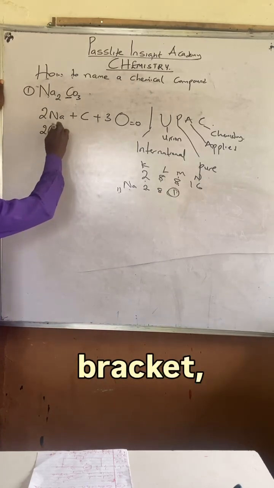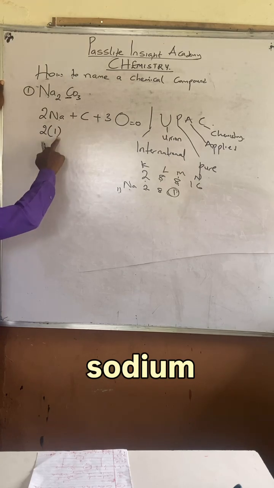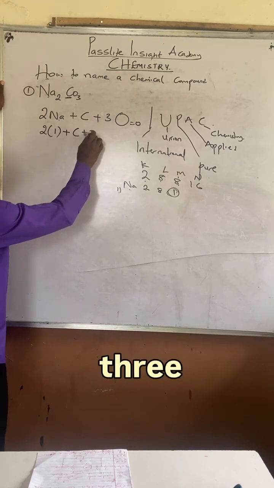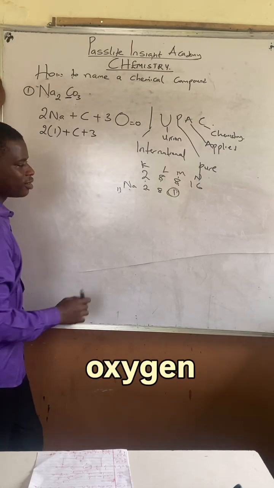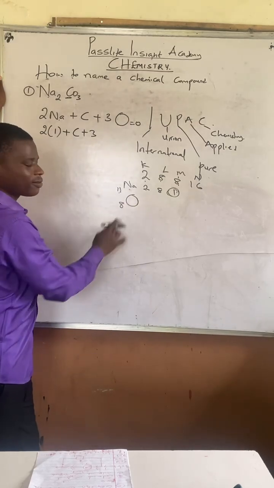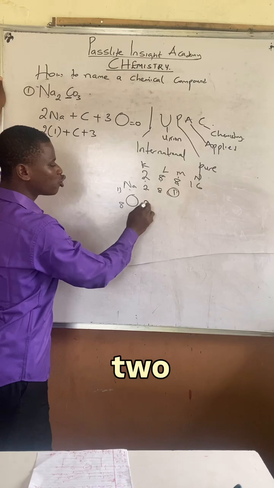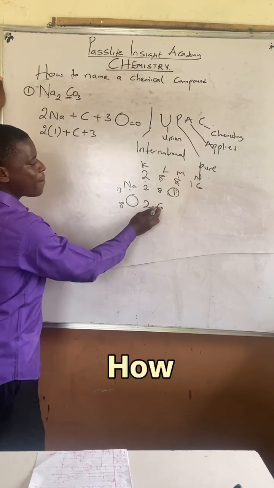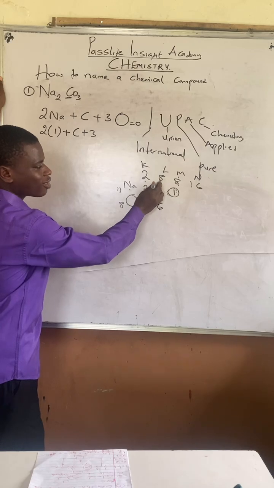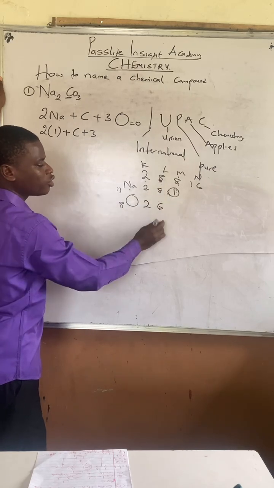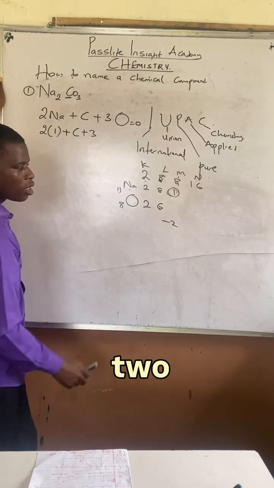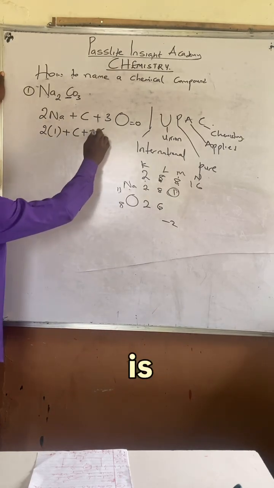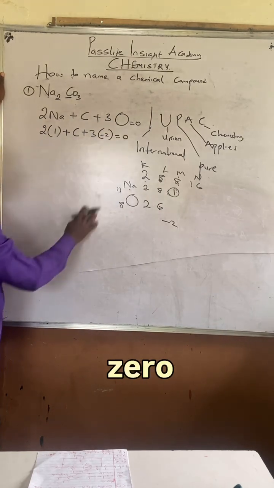So 2, open bracket, oxidation number is 1 for sodium, plus I'm looking for carbon, plus 3. I want to know the oxidation number of oxygen. Oxygen is 8, so this one will take 2. 2 in 8, remaining 6. How many does oxygen need to complete this 8? Oxygen needs 2 to complete this 8. So oxygen is always minus 2 because it needs 2 to complete 8.